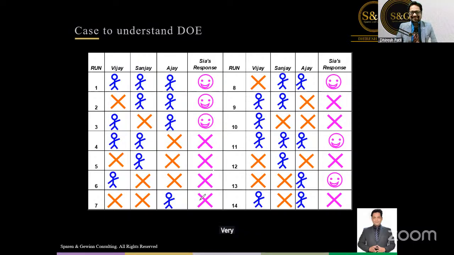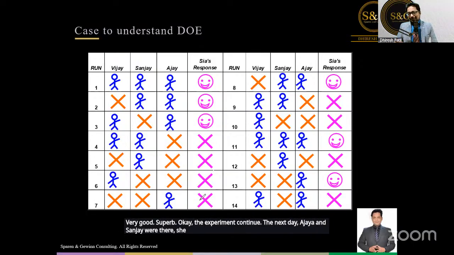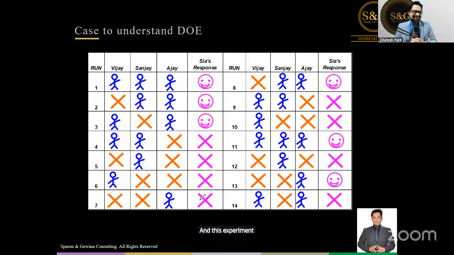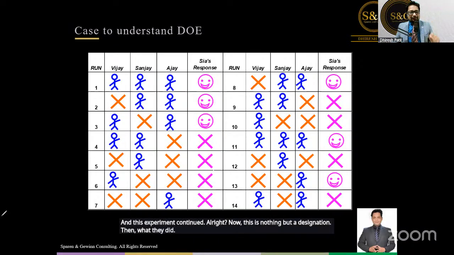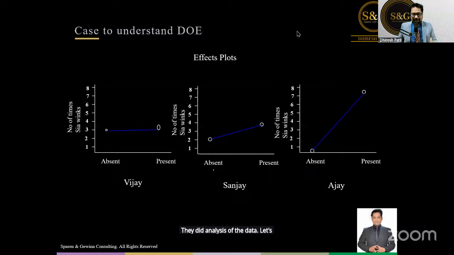Very good. Super. Okay, the experiment continued. The next day, Ajay and Sanjay were there. She smiled. Okay, when Ajay was not there, she didn't smile. And this experiment continued. All right. Now this is nothing but a design of experiment. Then what they did was analysis of the data. Let's go ahead and analyze the data.